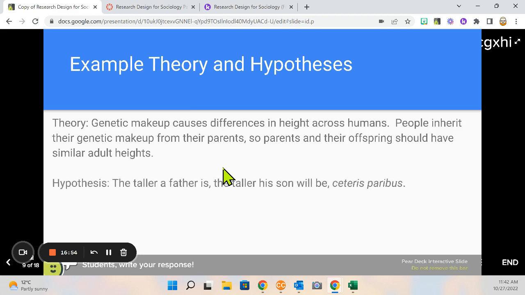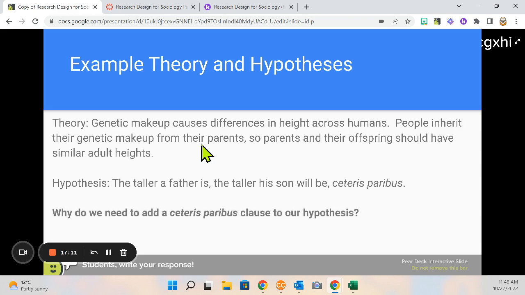The hypothesis is the expectation between variables that we pull out of that theory. And here it is. We'll keep it fairly simple. The taller a father is, the taller his son will be, ceteris paribus, right? Or all other things being equal. So the first thing for our pair deck, I want you to answer this question. Why do we need to add ceteris paribus, or all other things being equal, to that hypothesis?